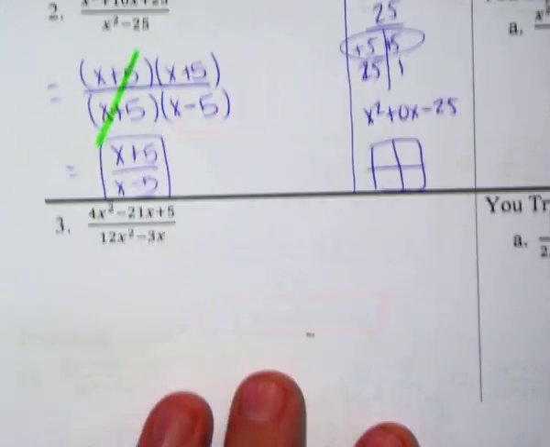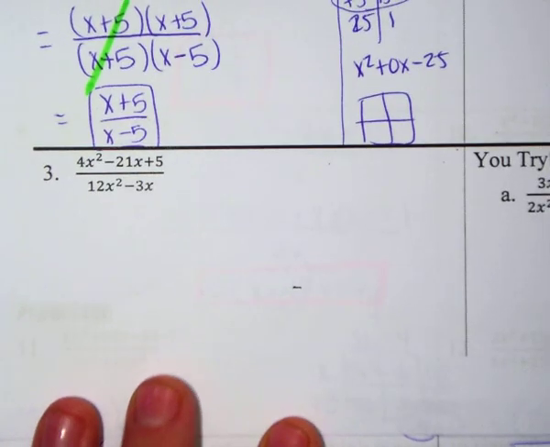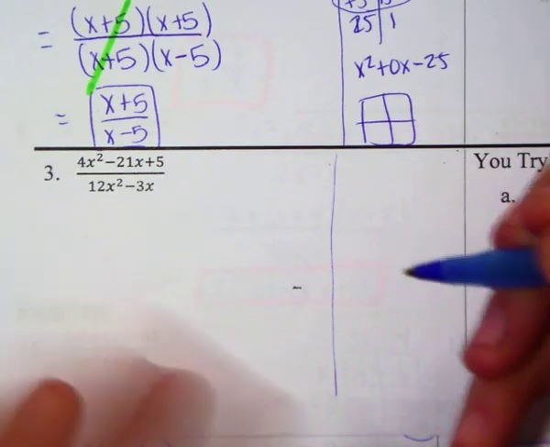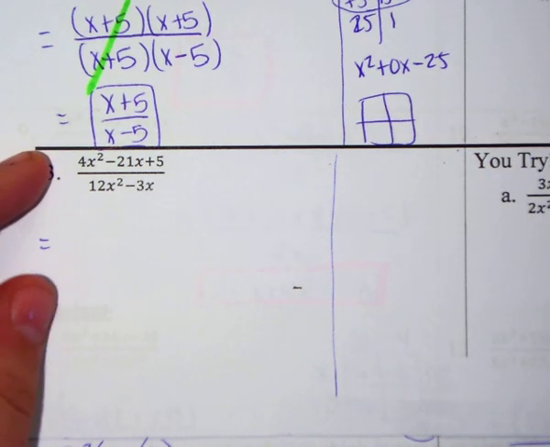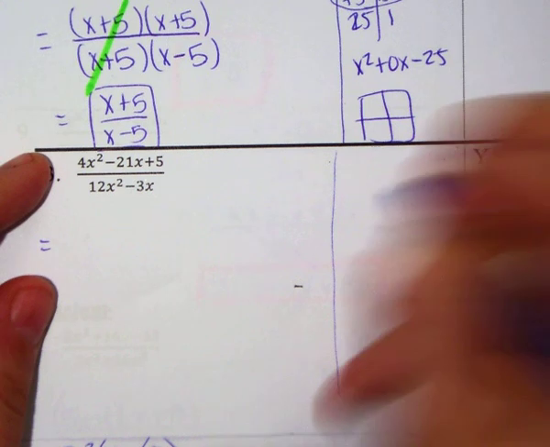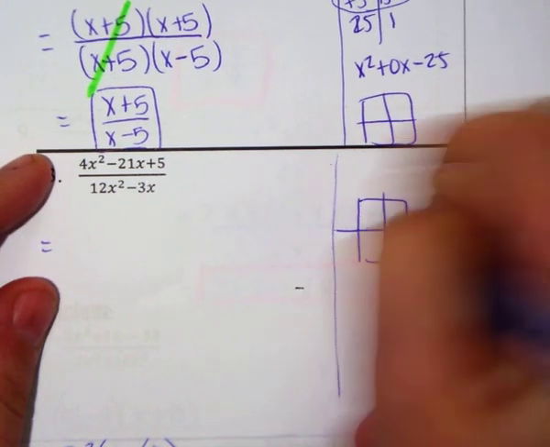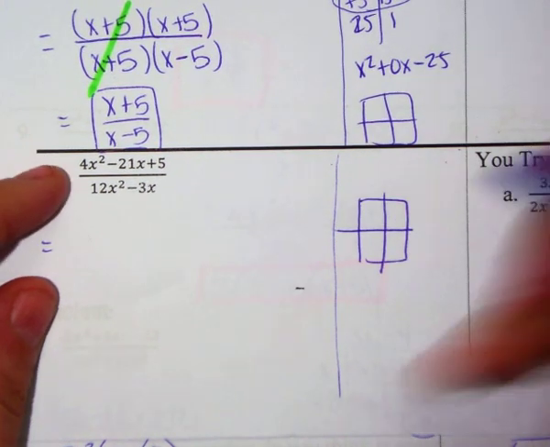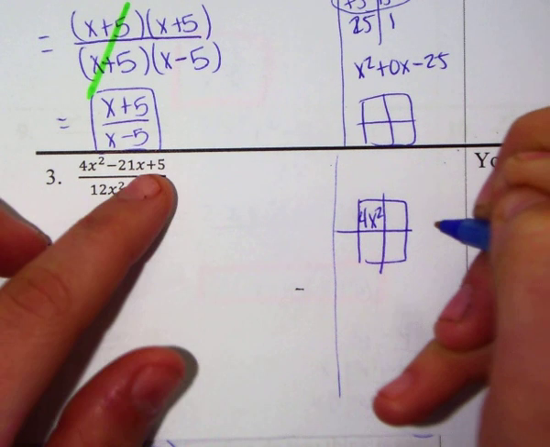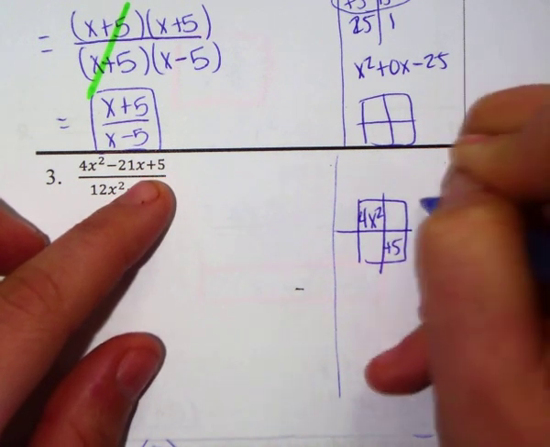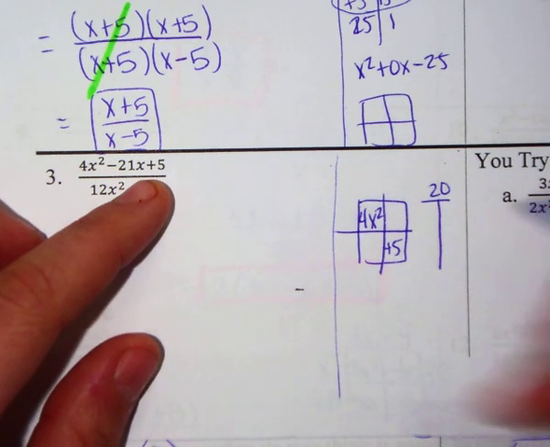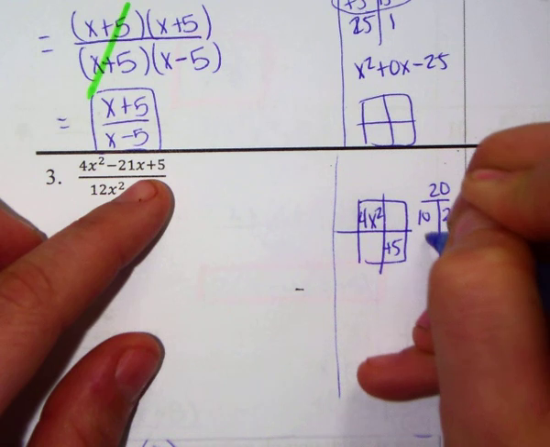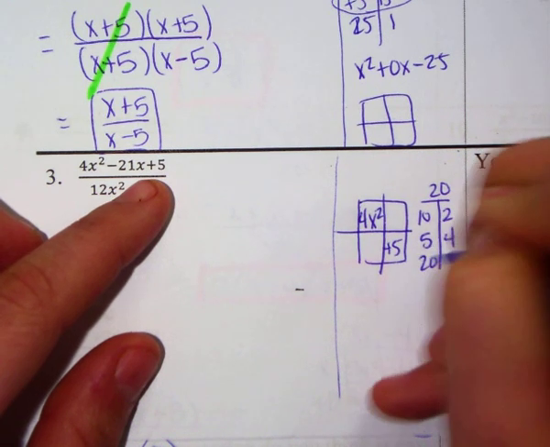Number 3 is where things get a little bit more interesting. I need to reduce the numerator, which is 4x squared minus 21x plus 5. So I'm actually going to come to the side and do the box method. First term, first box. Last term, last box. Then A times C goes in my T-chart. I'll write down the factors of 20: 10 and 2, 5 and 4, 20 and 1.